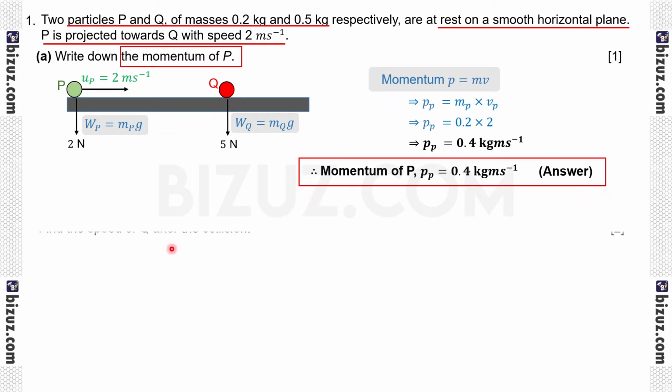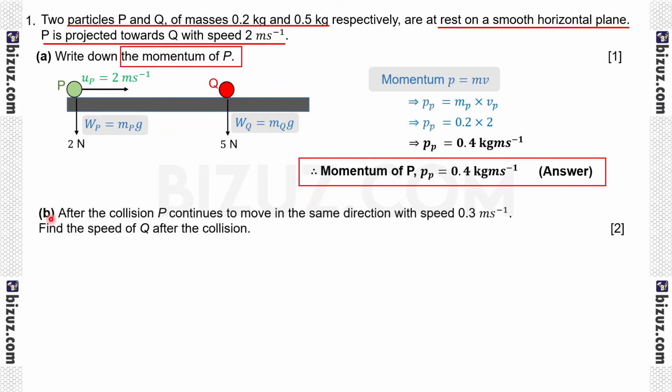Now for the second part of the question, B, it says after the collision, P continues to move in the same direction with speed 0.3 meter per second. Find the speed of Q after the collision. Now this question holds 2 marks. So let's first understand the whole question.